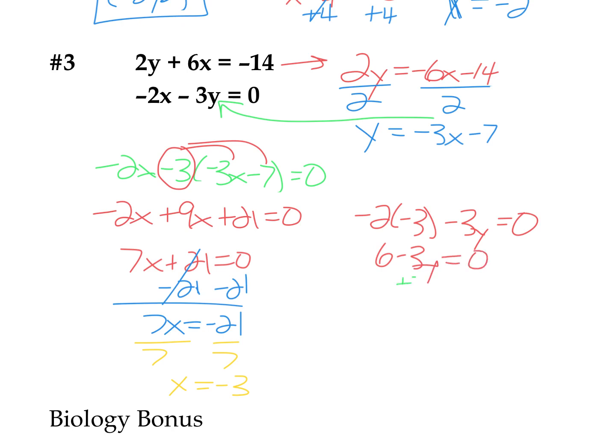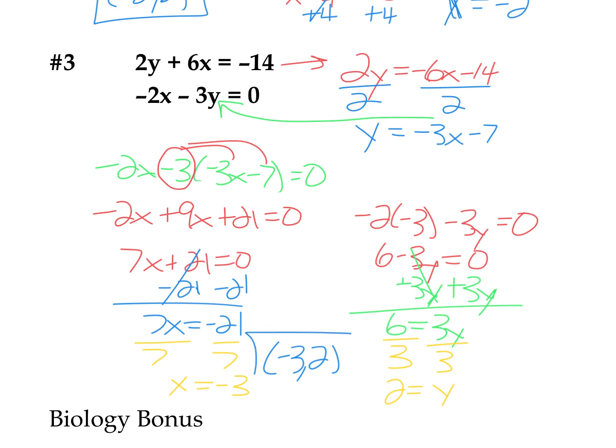Then I'm going to add 3y to both sides. Or you can subtract 6 on both sides, right? It doesn't matter. I do the same thing on both sides of the equation. I get 6 equals 3y. I just like not to have negatives if I can avoid it, because that way there's less chance to make a mistake with those things. I get 2 equals y. So my final answer is going to be x is negative 3, y is 2. That's the solution for that system.